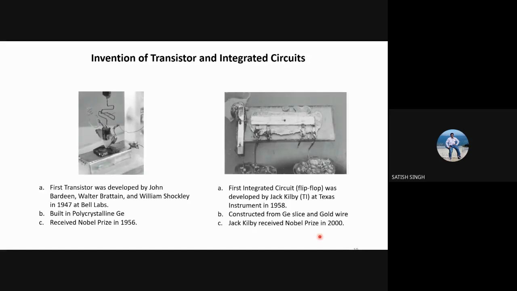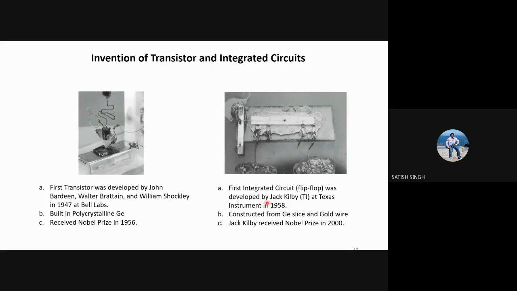So basically, these two devices, right? One is your transistor, and another one is your IC. Okay, so these two devices are actually a major breakthrough. One more important point that I want to point out here is, if you remember this Jack Kilby, okay.